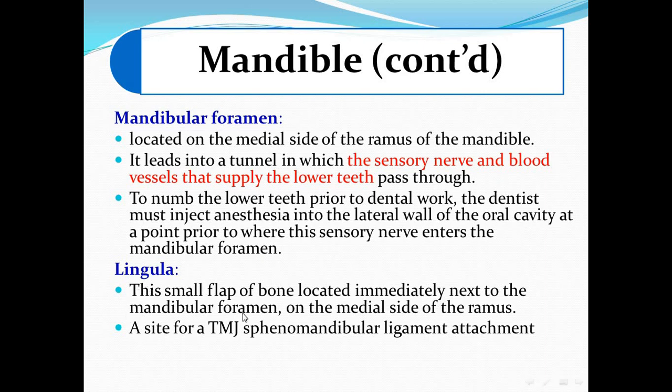The lingula is a small flap of mandible. It's found on the inner side, on the medial side, and it is a site for the sphenomandibular ligament attachment. When we talk about the temporomandibular joint, we will see this ligament.